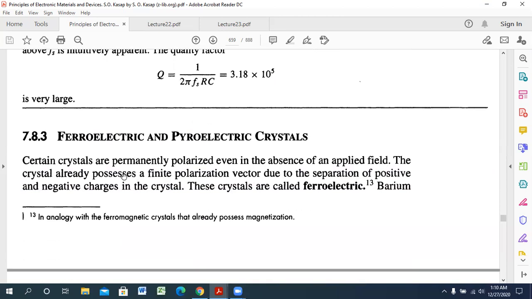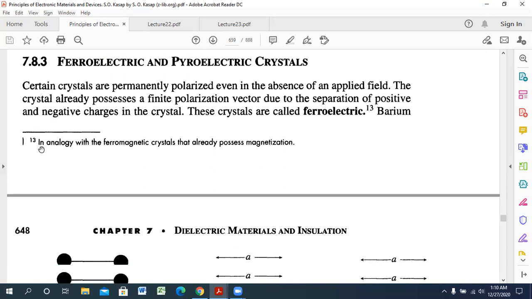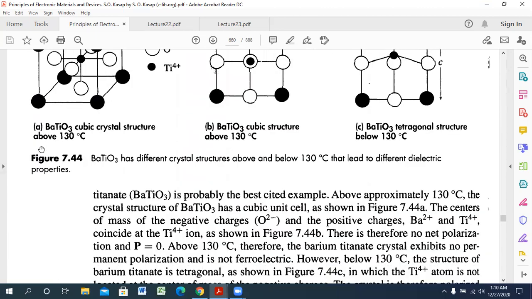Okay. Now we move to article number 7.8.3. That one is the ferroelectric and the pyroelectric crystal. Similarly, there will be some polarizations. In the polarization factor, there will be positive charges and negative charges in the crystal, which is known as ferroelectricity. That one is barium titanate.